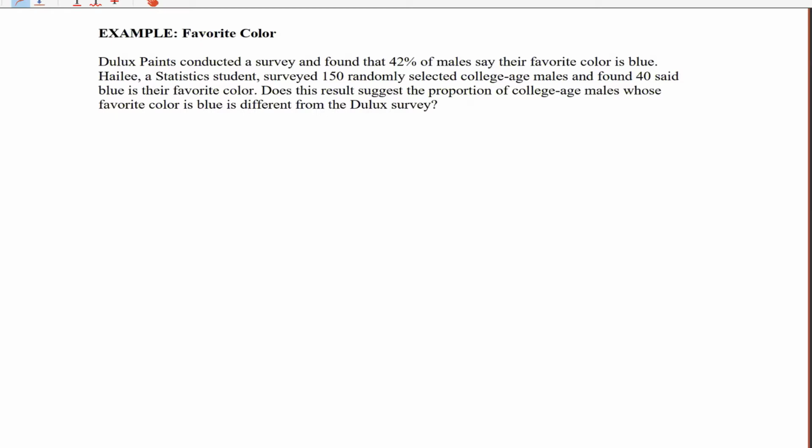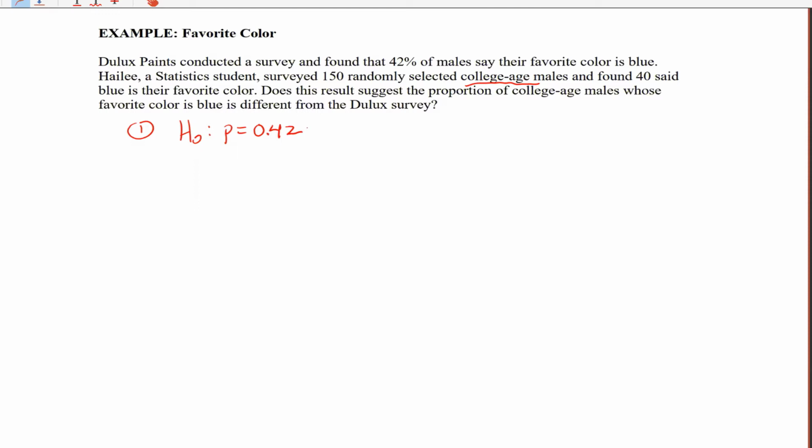Then what you want to do is go ahead and structure your null and alternative hypothesis. And when you do this, the null hypothesis is always a statement of no change, no effect, no difference. In this case, the no difference means there's no difference between college-age males and males in general in terms of the proportion who say blue is their favorite color. And so the statement of no change here is that the proportion is 0.42.